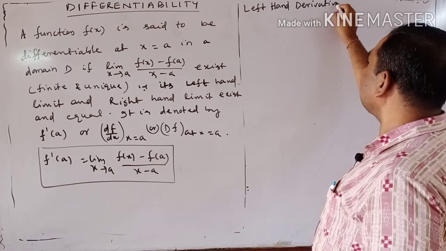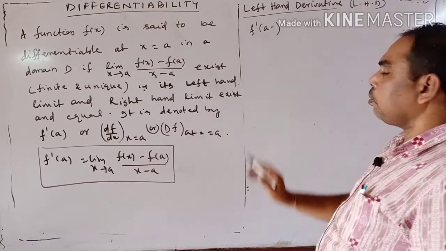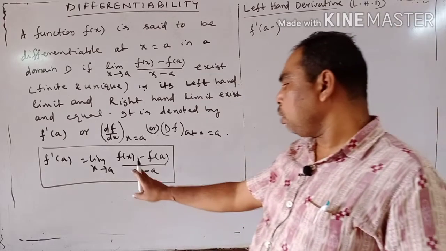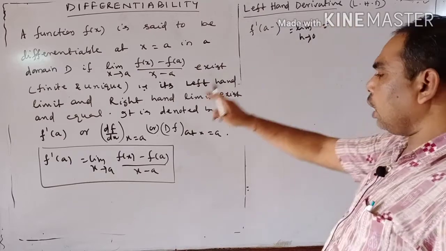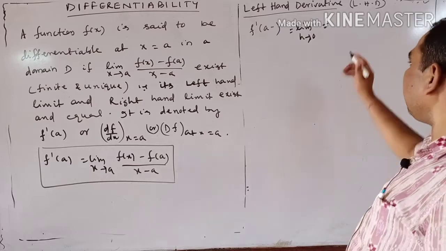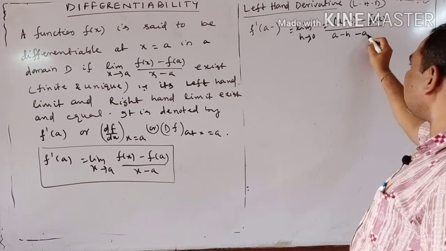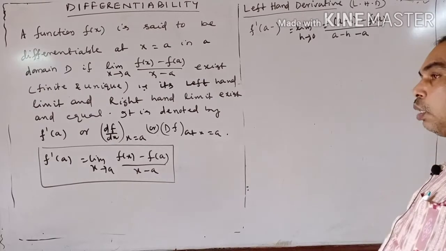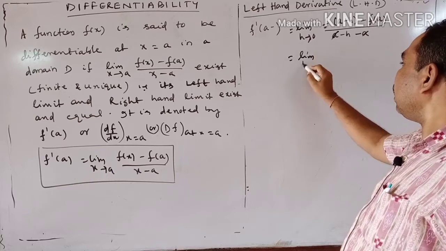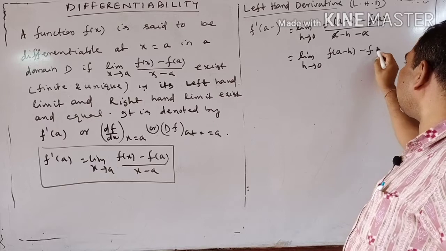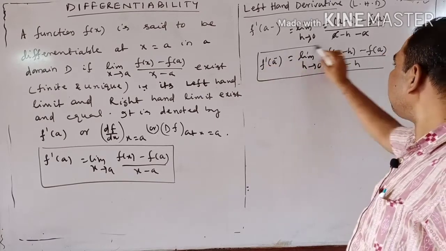Left hand derivative, LHD. This is f dash a minus. It means put x is equal to a minus h. So it is limit h tends to 0, f of a minus h minus f of a divided by a minus h minus a. Means put x is equal to a minus h and replace limit x tends to a as h tends to 0. So a, a cancel. So this is limit h tends to 0, f of a minus h minus f of a divided by minus h. This is called f dash a minus. So this is left hand derivative.